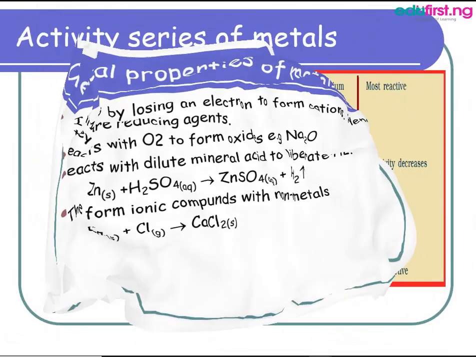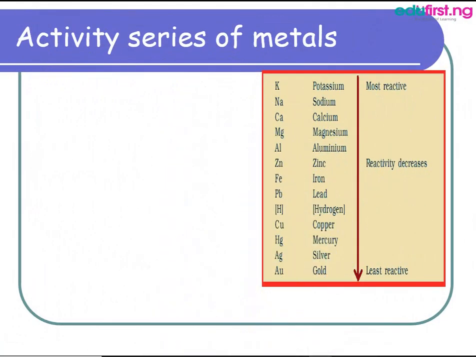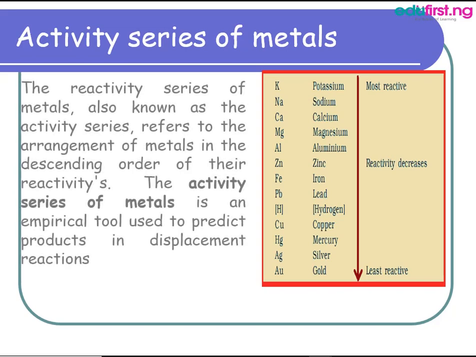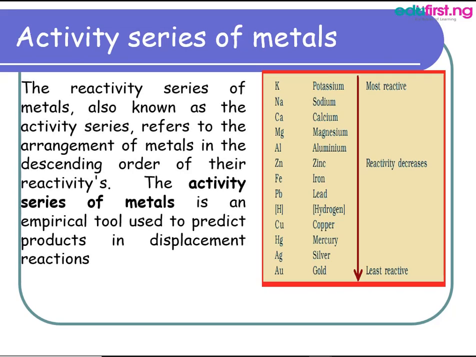Next, let's see the activity series of metals, or sometimes called the reactivity series. Now, looking from the top, we have potassium down till gold. This is the activity series of metals, and this determines how reactive each metal is, being arranged in terms of reactivity. Now, the highest, which is potassium, has the most reactive nature, while the least reactive is gold.